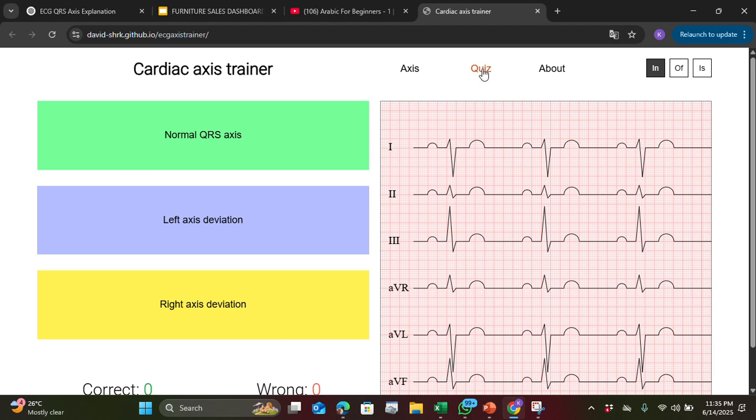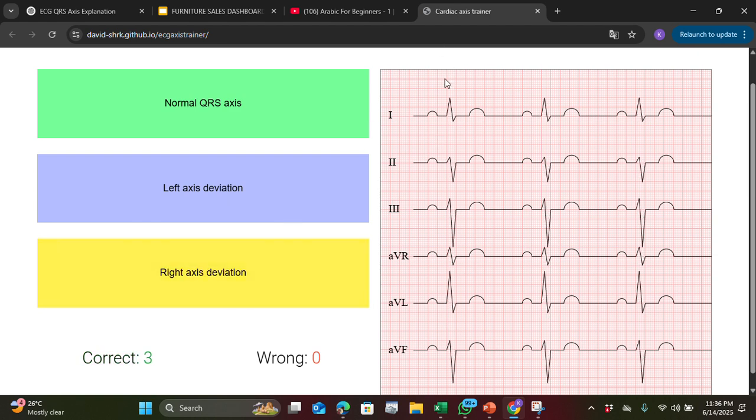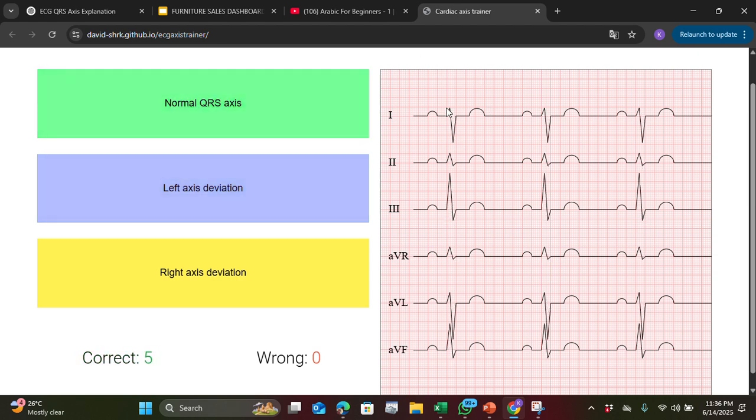So let's go to the quiz. I've sent the link to you, so you should practice it well. So you see that now lead 1 is negative, lead 2 is positive. According to the parameter, this is a right axis deviation. This one is positive positive, normal axis deviation. This is negative positive, which is right axis deviation. Positive negative is left axis deviation. Positive positive is normal axis deviation. Negative positive is right axis deviation.